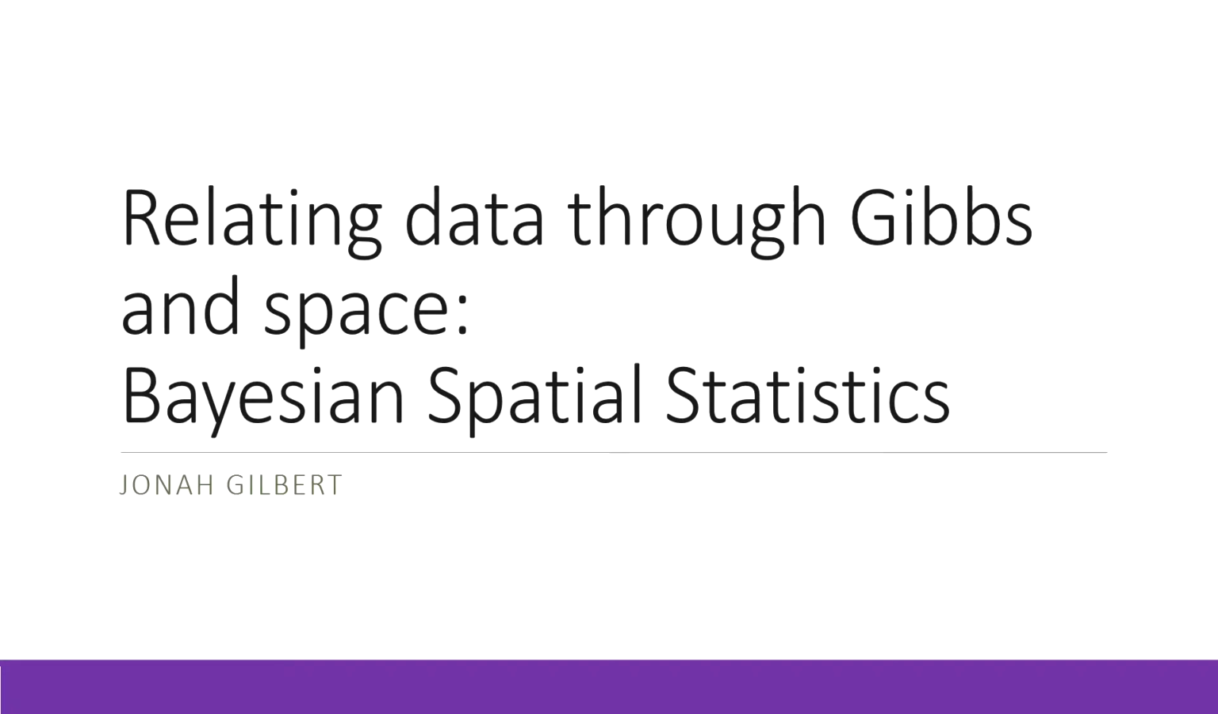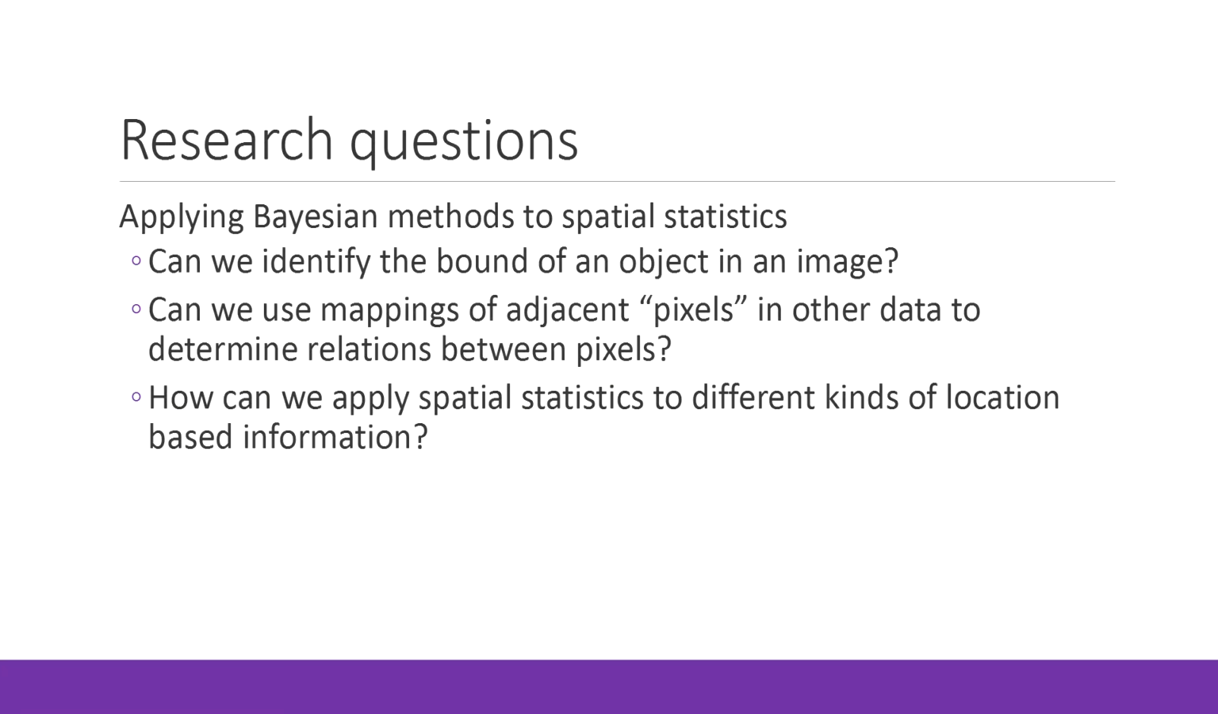Bayesian spatial statistics is the study of statistics where data has location information included in the data itself. Some of the research questions we're looking to answer are identifying the bound of an object in an image. We're also trying to use different cell information to ascertain whether or not we think there is human activity in a certain region to dig for archaeology. And in general, we're going to be thinking about trying to find more information about location and using this location information to find more about the data.